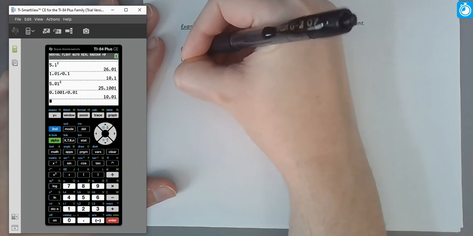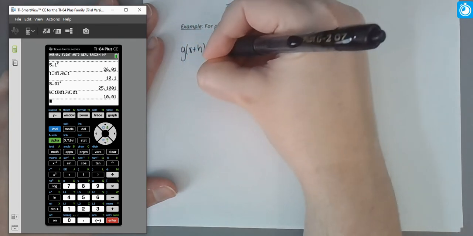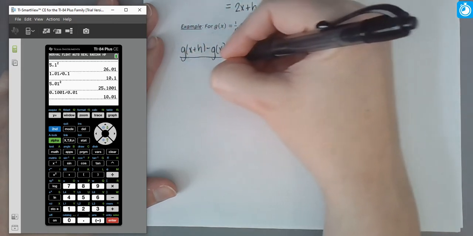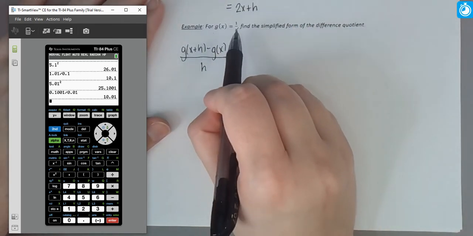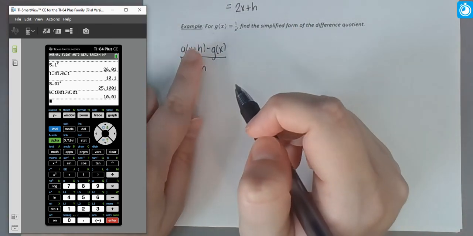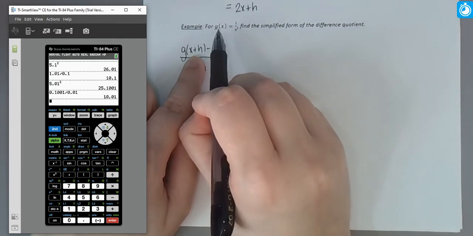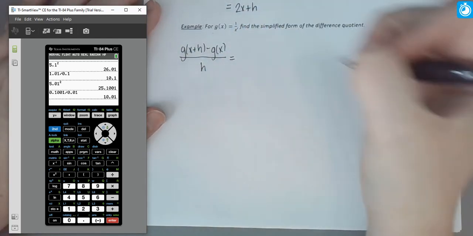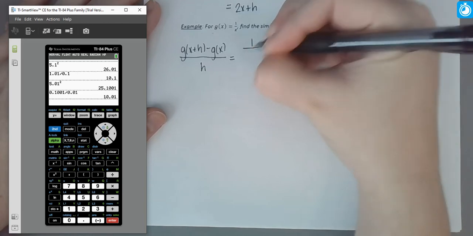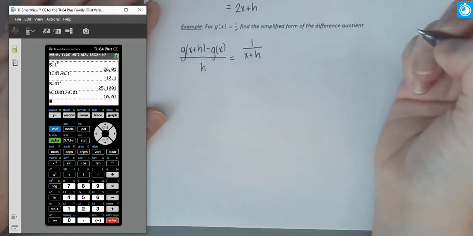So here, our difference quotient in general is g of x plus h minus g of x, divided by h. We don't know what x is, we don't know what h is. We want to find a formula for the difference quotient so that we could apply it to any value of x and any value of h. Our function is defined by the rule 1 over x. So g of x plus h means take that rule, and wherever we have the generic input x, we're going to put the input x plus h instead. So g of x plus h is going to be 1 over x plus h.